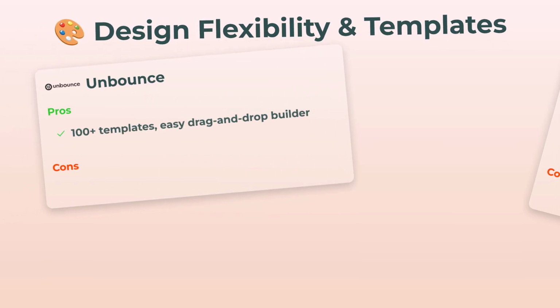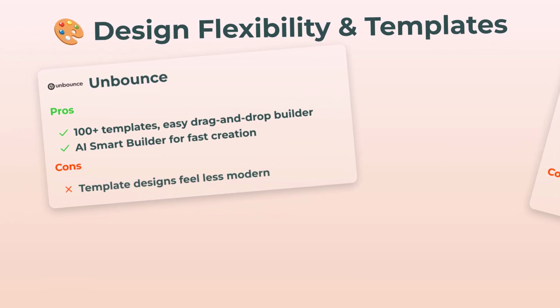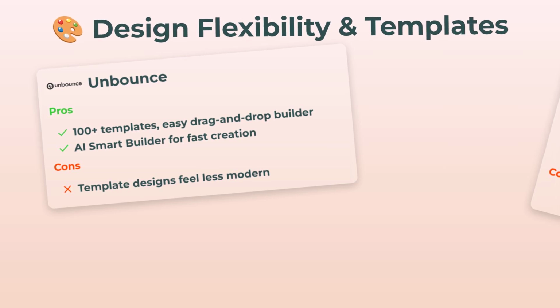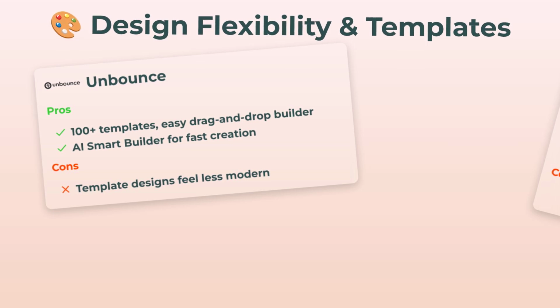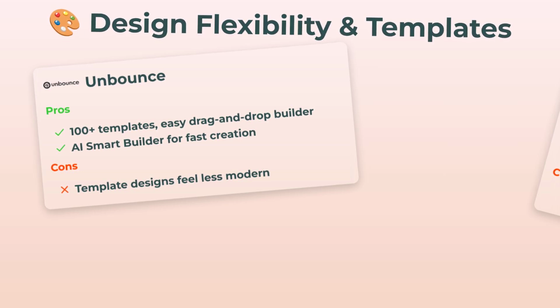Alright, now let's talk design, flexibility, and templates. So Unbounce rolls in with over 100 templates and the classic drag-and-drop builder. Pretty quick and simple, especially with their AI smart builder. Seriously, just a couple clicks and you've got a page going. If I'm being honest though, the templates look a bit less modern compared to what's out there lately.